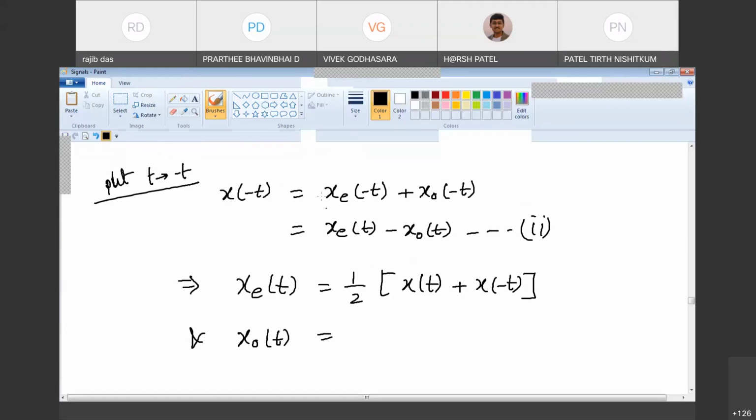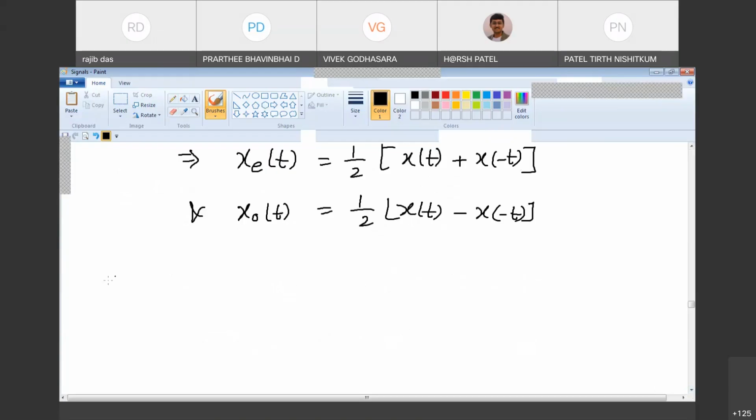And x_o(t). Now if we subtract 2 from 1, then what will we get? This subtraction, x of t minus x of minus t, will be equal to twice of this one. So that 2 I'll take here, this half. Is it okay? Yes, sir. Fine.